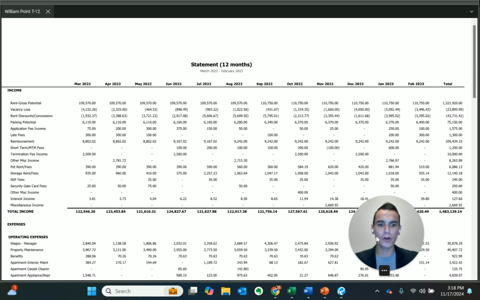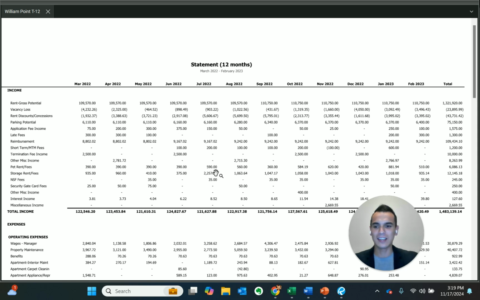Today we're going to go through a T12 statement. If you're not familiar with what a T12 is, it's a trailing 12 months, effectively the financials of a property for the preceding 12 months. Why this is important: we're going to base a lot of our valuation metrics on the income that it produces, and it can give us a narrative as well about what is happening with the building.